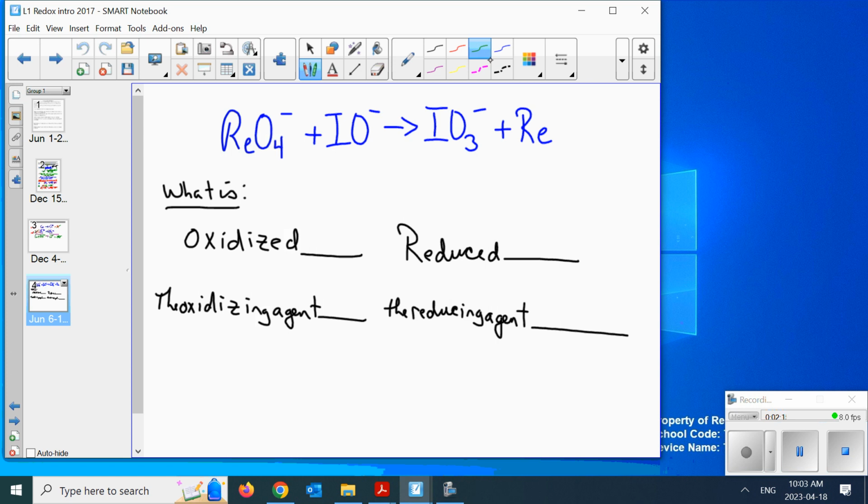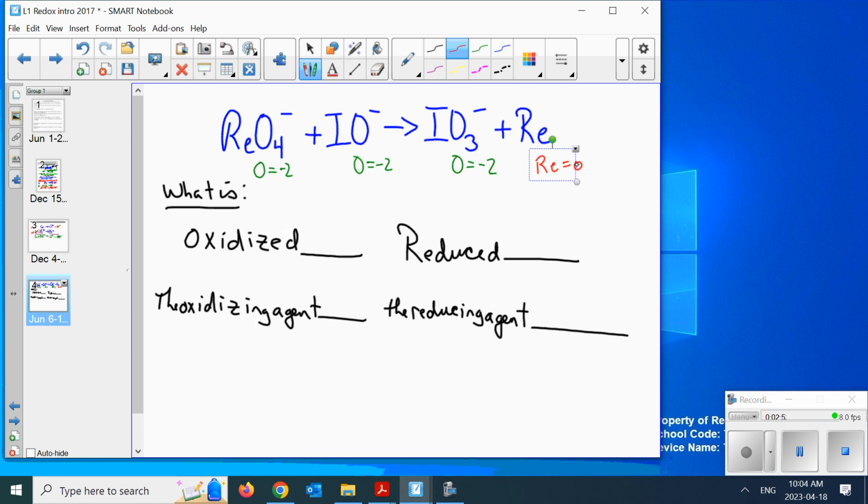I know that oxygen is negative 2. I'm only writing the charge for one of them. And in this particular case, I'm going to put underneath the rhenium, there's no charge listed there, so it has no charge, 0. I'm going to put that here, Re. Then I have to figure out all the others.